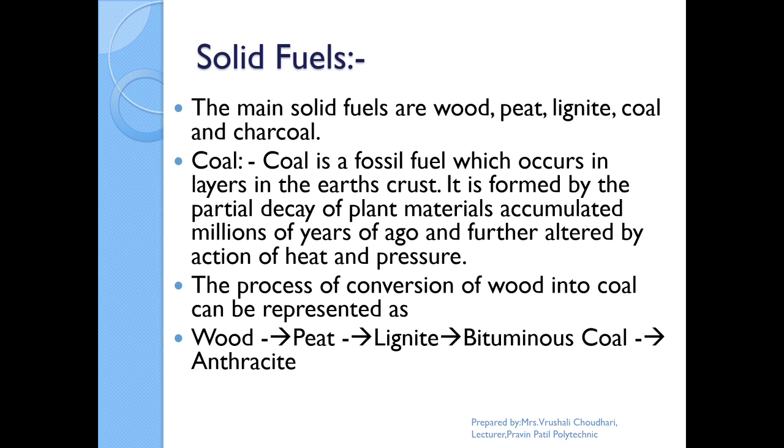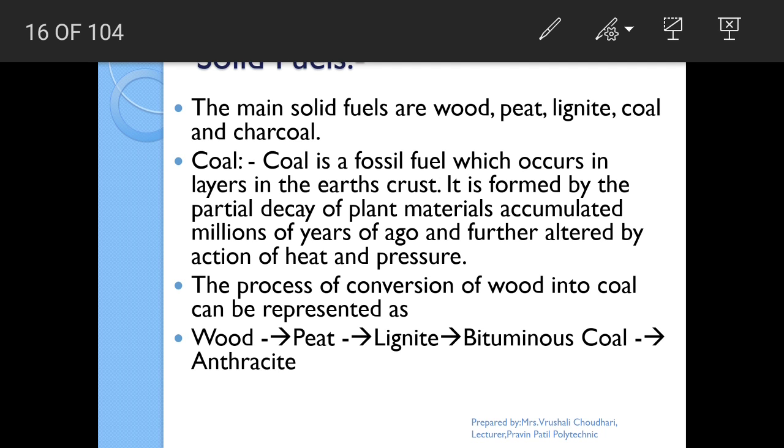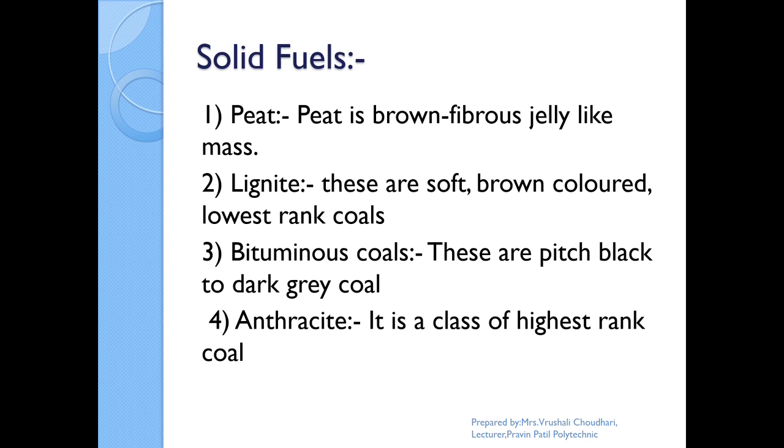The process of conversion of wood into coal is represented this way: wood, peat. Initially it is wood, after that it is converted to peat, peat to lignite, lignite to bituminous coal, and bituminous coal to anthracite. During this process we observe that the percentage of carbon increases and the percentage of moisture decreases.